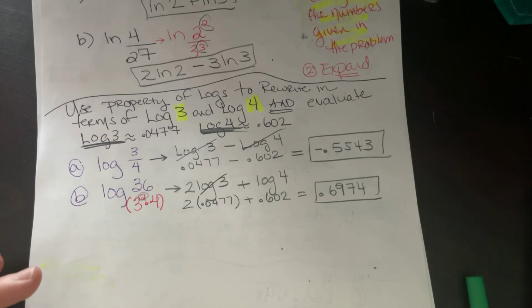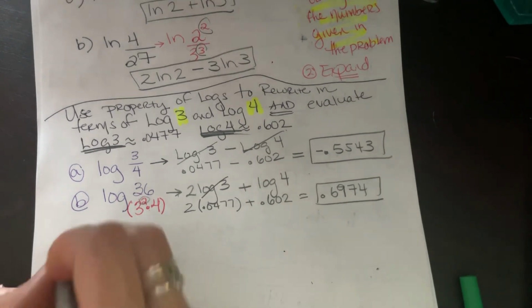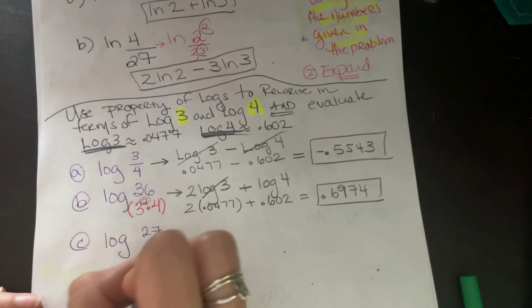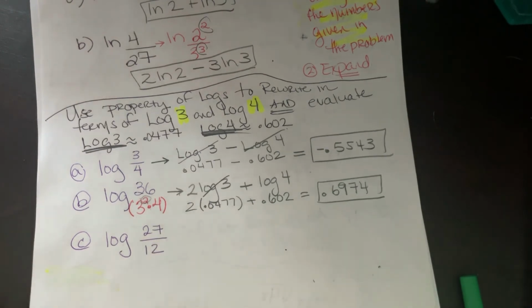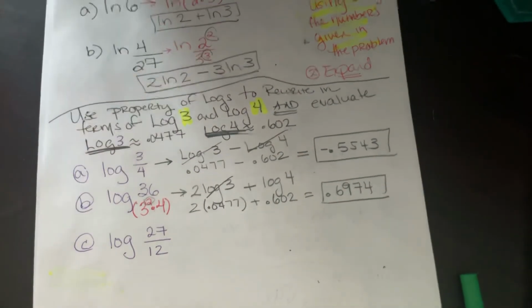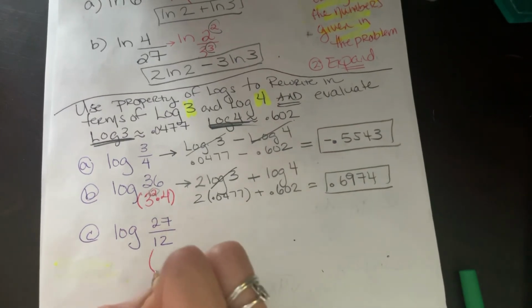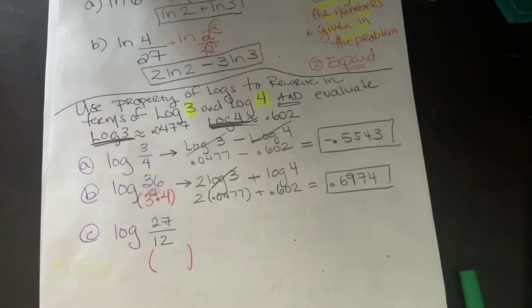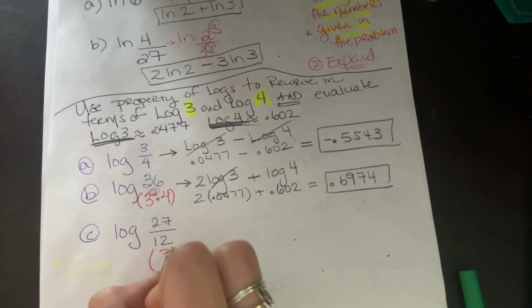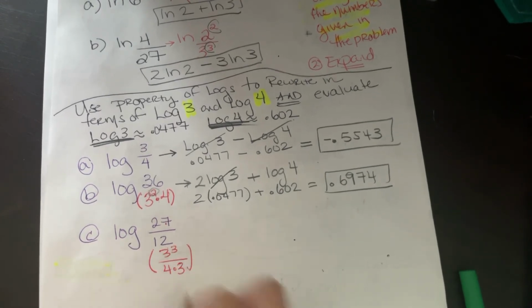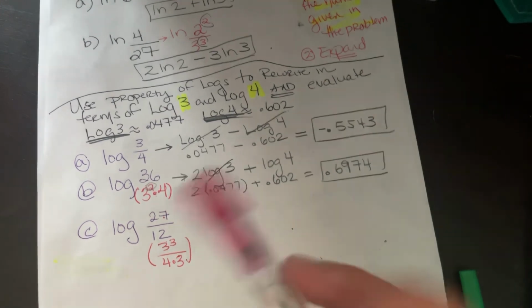Okay, the very last one, which I didn't do the answer for, so we're going to all do it together. Last one, you guys. Log of 27 over 12. Let's get this. Okay, so thinking has to come into play. How can I make, well, you should know how to make 27. 3 cubed. That's easy now. 12, 4 times 3. That should be pretty simple too. Let's expand it.